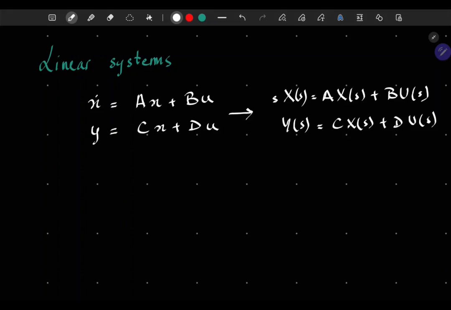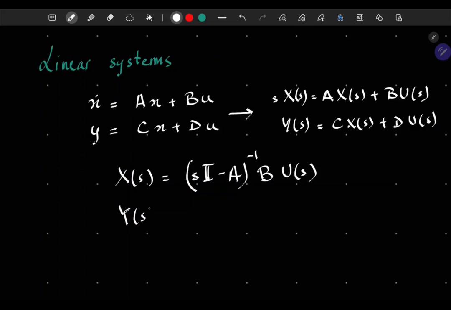So we can actually find an expression for y as a function of u. And the way to do this is just taking x of s as s times the identity matrix minus A to the minus 1 times B times u of s, and y of s is just C times x, so C times s times the identity matrix minus A to the minus 1 times B plus D, times u of s.